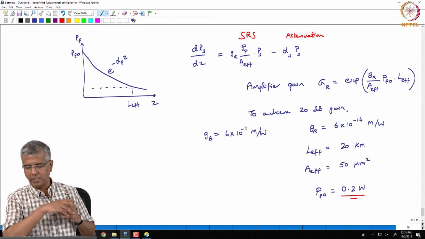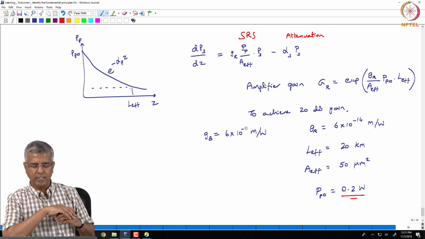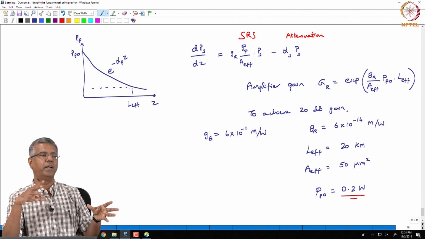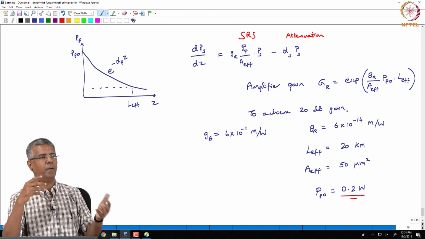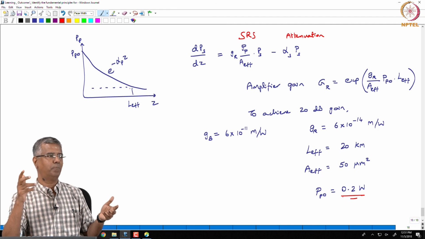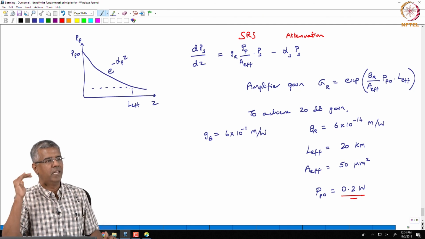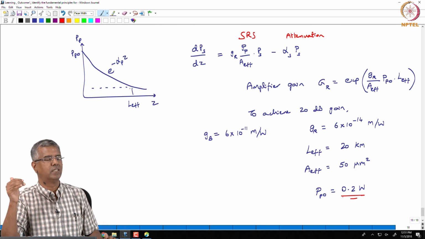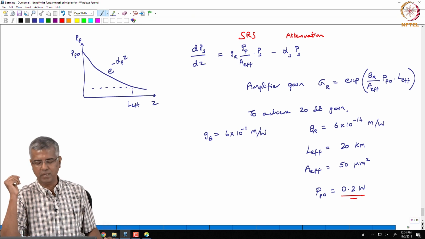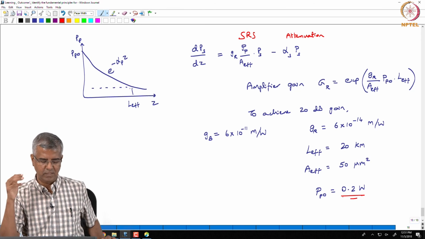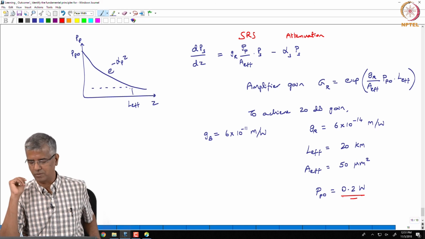If you want to call that a drawback, the big plus point is that this amplifier can be set up at whatever wavelength you want, because we are dealing with only virtual energy levels. So, we are not limited by specific energy levels as in the case of rare earth ions.